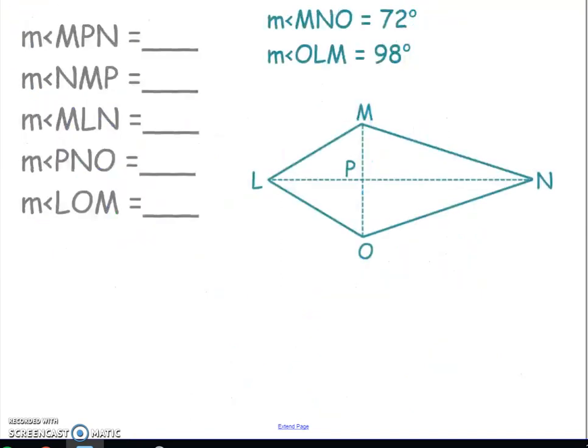And there's just one more problem and a few things we're looking for. So let's get started. We have M and O. This whole thing is 72.